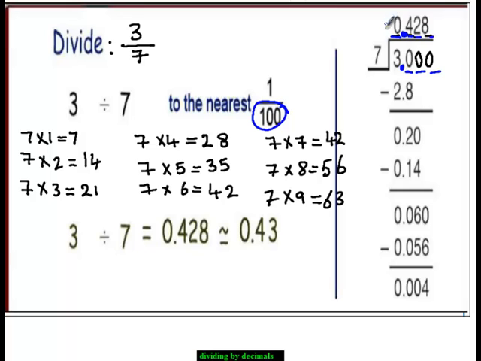3 divided by 7 can't be done, so I'm going to put 0, and take 30 divided by 7. Here I'm going to look at the table of 7. I have 30, no, I have less than 30, yes, 28, and 4, so 4 by 7 is 28. I have to subtract 30 minus 28, the answer will be 2. Okay, and I'm going to drop down another 0.